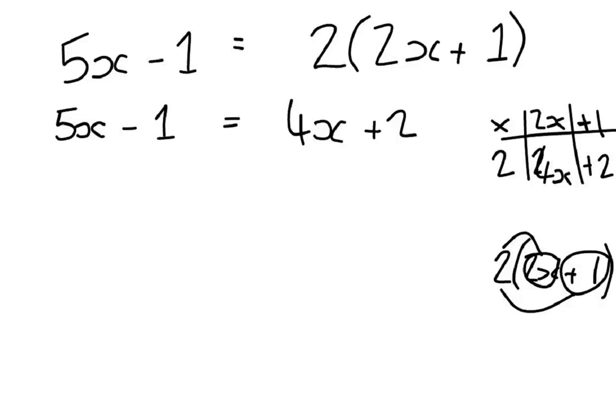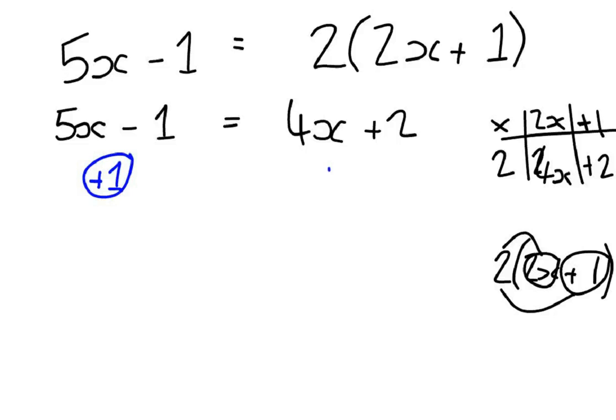Okay, now what you're left with is a question that we covered in part 1 of this video tutorial. So we want to get all the numbers on one side and all the letters on the other side. I want to put my x's on the left hand side, so this minus 1 is causing me a bit of a problem. So we're going to get rid of that minus 1 by doing the opposite of minus 1, which is plus 1.